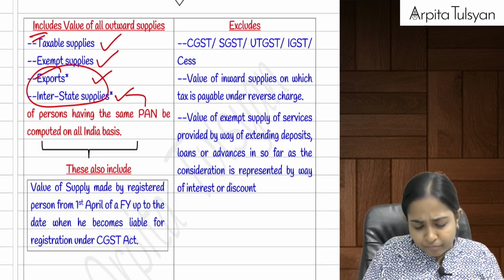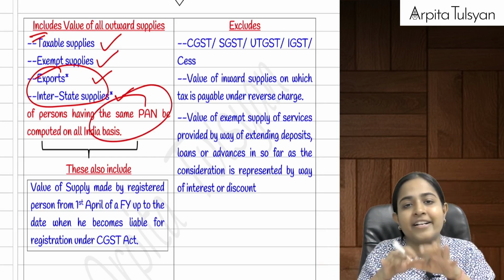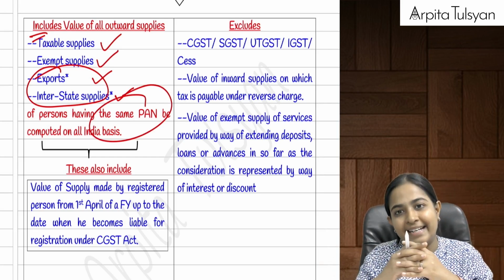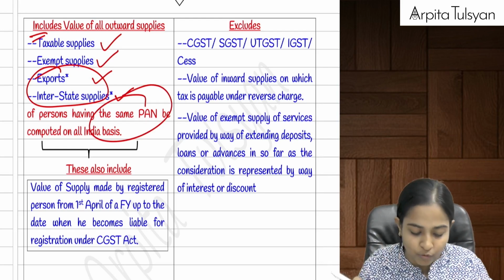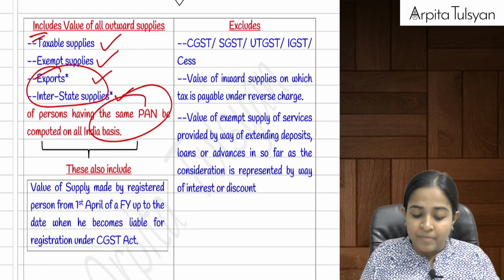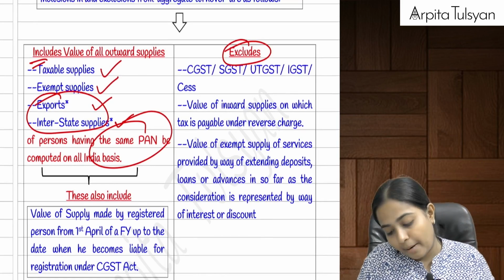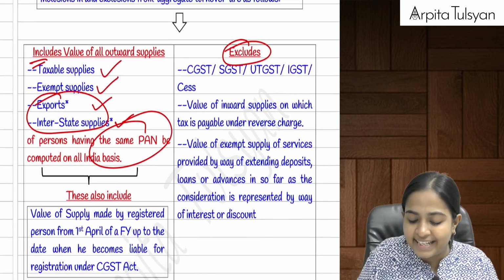Of all my entities registered under the same PAN, that will be aggregated. That's how you get your aggregate turnover of the preceding financial year. But what will it exclude? It will exclude all the GST taxes.